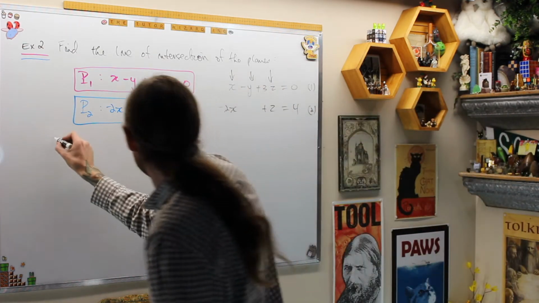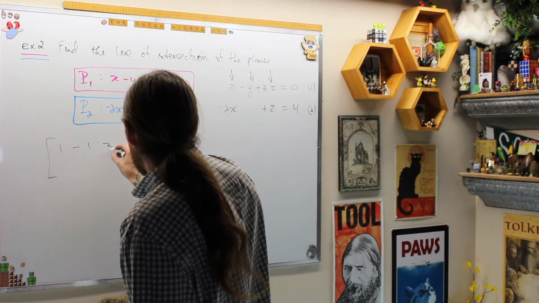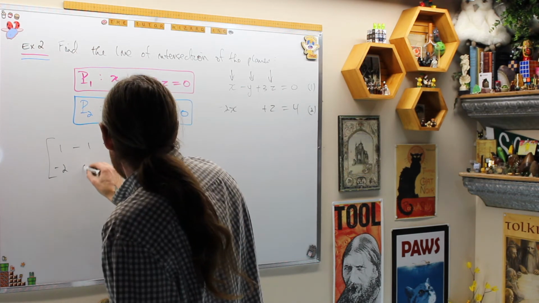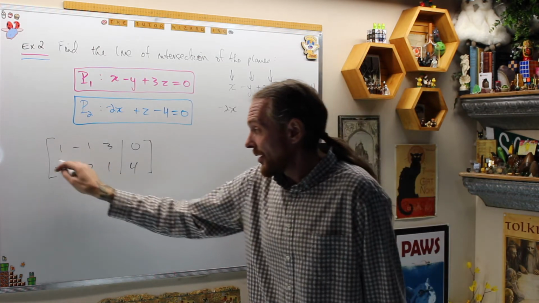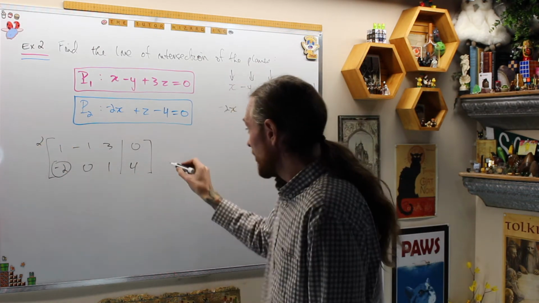So what is that going to give me? This is going to give me 1, negative 1, 3 equals 0, negative 2, 0, 1 equals 4. I have a leading 1, good, I need to get rid of this. We're going to multiply by 2 and add.